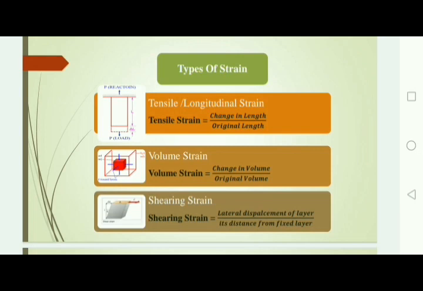I have shown an example here. Suppose some wire is suspended and at its free end I attach some load, then its length gets changed. So what will be the tensile strain? Its original length, suppose, is capital L and delta L is its change in length. So it will be delta L upon capital L.